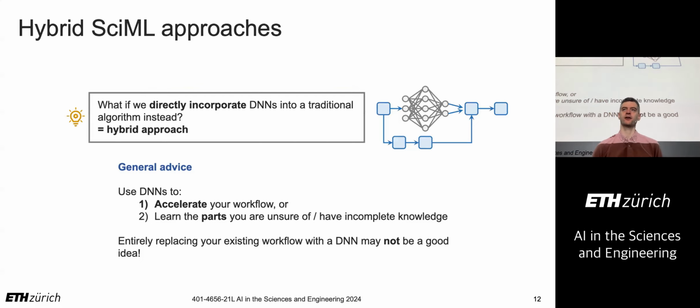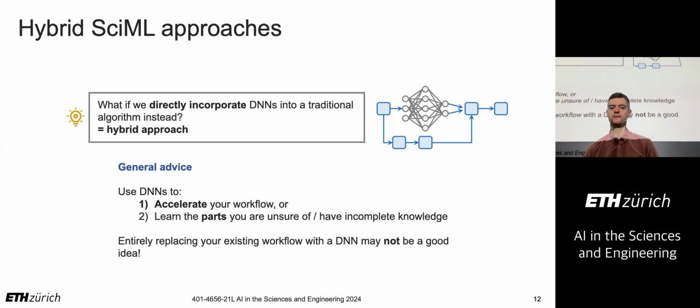So this leads me on to hybrid SciML workflows. What is a hybrid scientific machine learning method? Well, it's taking these two ideas where we should just use DNNs to either learn the parts that we're interested in or accelerate our workflow, but maybe not to replace our entire workflow. And so this is the key idea of hybrid SciML algorithms: instead of throwing away our traditional scientific workflows, these could be things like simulation algorithms or inverse algorithms or denoising algorithms or anything really, what if we put a neural network really tightly inside of that algorithm somewhere instead of replacing it with a neural network?